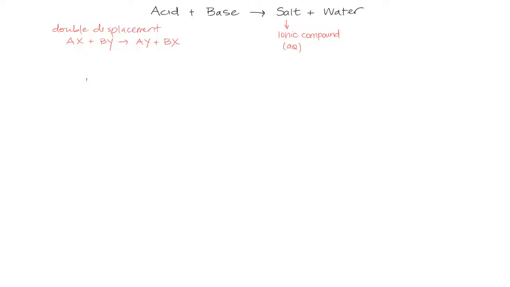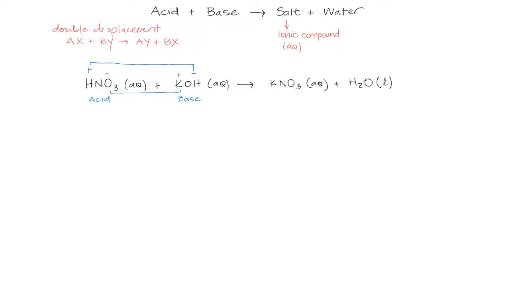So let's look at the reaction of nitric acid and potassium hydroxide. Since hydrogen is the plus and hydroxide is the minus, those two will hook up to form water. And nitrate is minus, potassium is plus, and those will hook up and form our ionic compound or the salt. So our products are potassium nitrate and water.